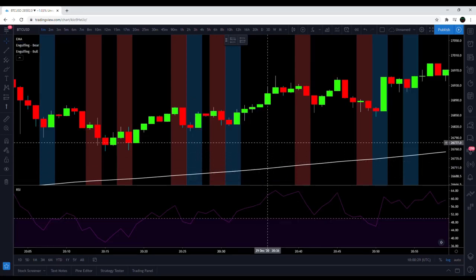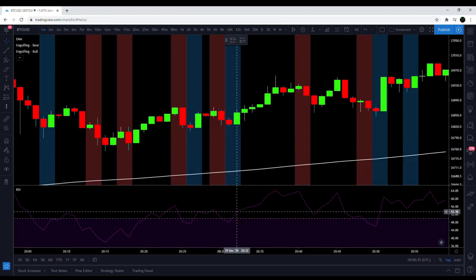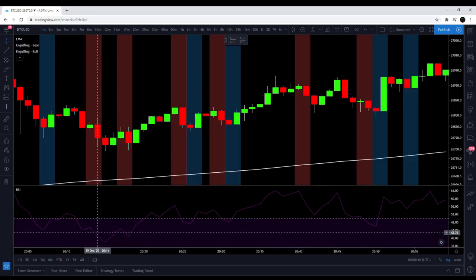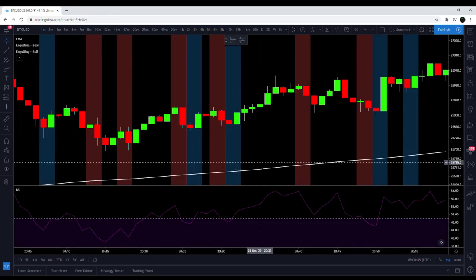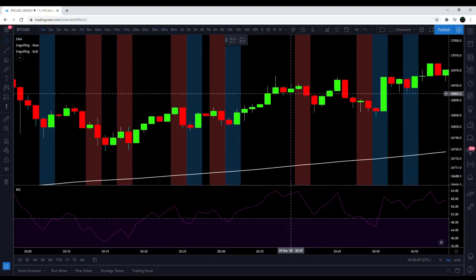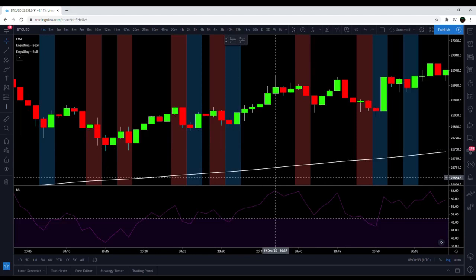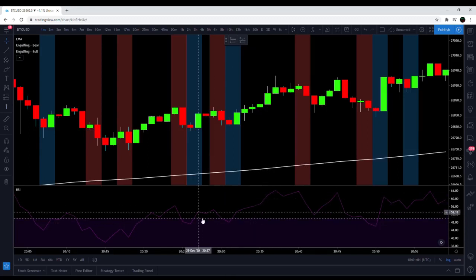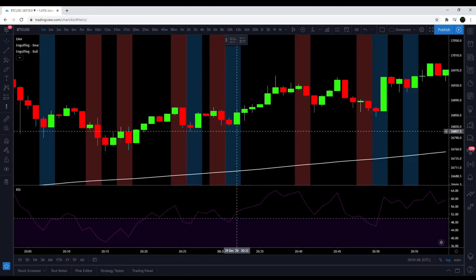Okay, so the strategy is as follows. With the RSI, you can only take buy trades when the RSI is above the 50 line. You can only take sell trades when the RSI is below the 50 line. Then the 200 EMA: you can only take buy trades when price is above the 200 EMA, and sell trades when price is below the 200 EMA. So we have the long-term trend direction indicator, the intermediate or medium-term trend direction indicator here, and then the short-term buy or sell signal is given by the engulfing pattern.